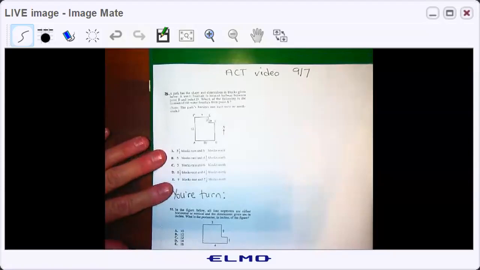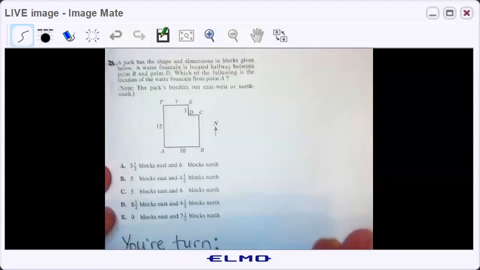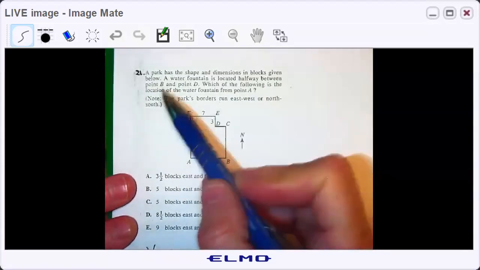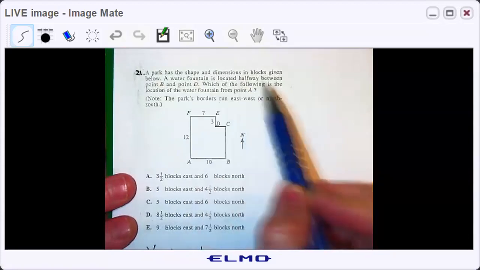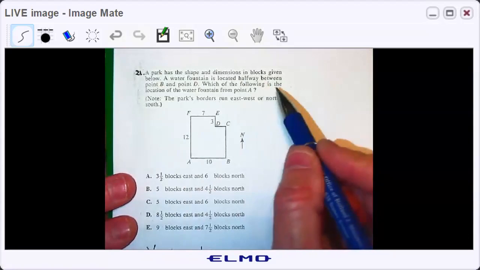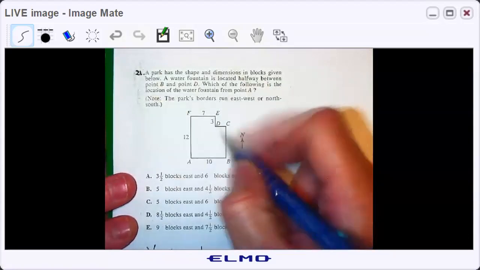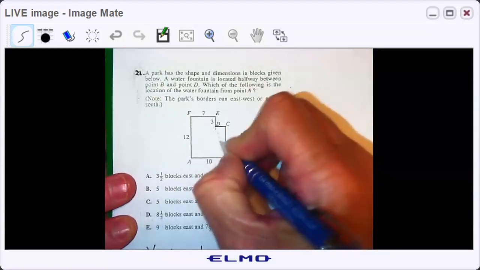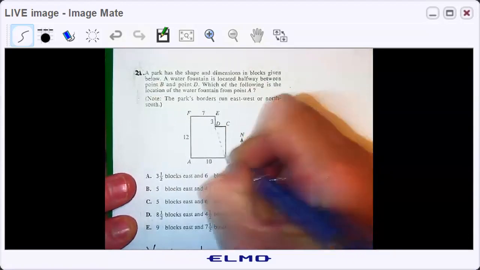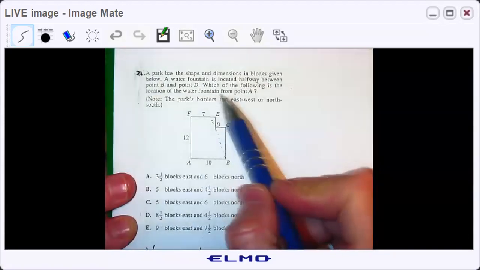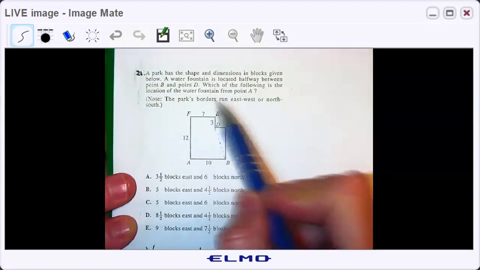Okay, so the problem I'm going to be working is actually asking about midway along this park area. So let's read it. A park has a shape and dimensions in blocks given below. A water fountain is located halfway between point B and D. Let's go ahead and trace out that line they're talking about right there. And they want to know which of the following is the location of the water fountain from point A.